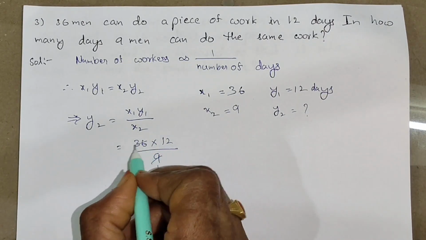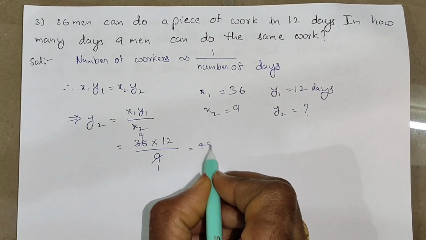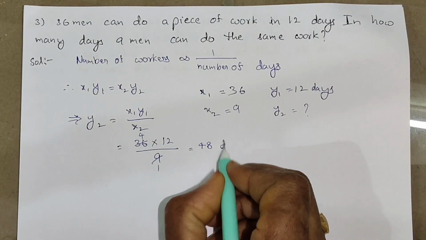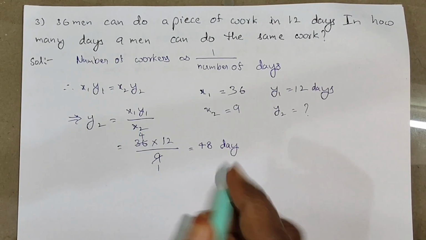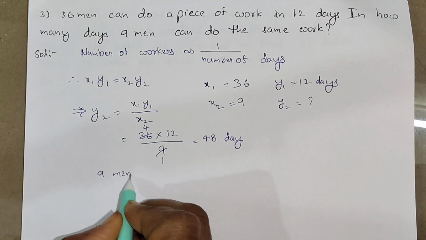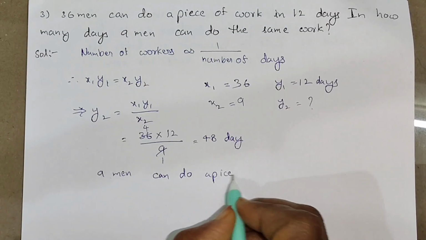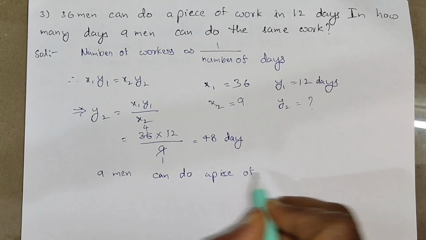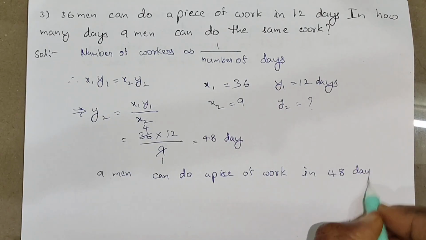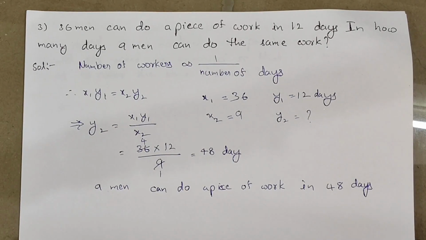9 4s are 36, so 4 into 12, 4 12s are 48. So the same work 9 members complete in 48 days. So 48 is the days. 9 men can do a piece of work in 48 days. This is the third answer.